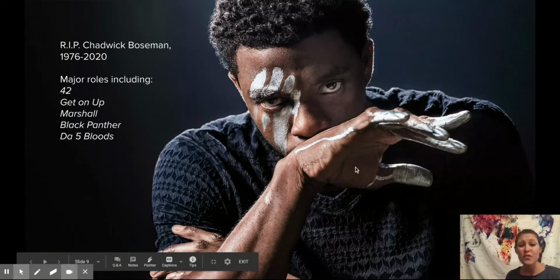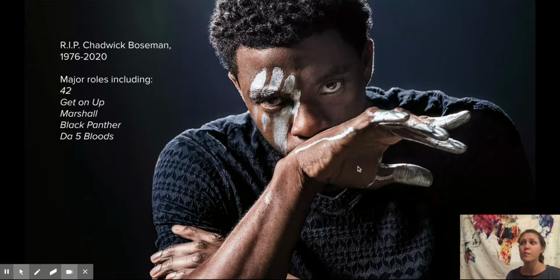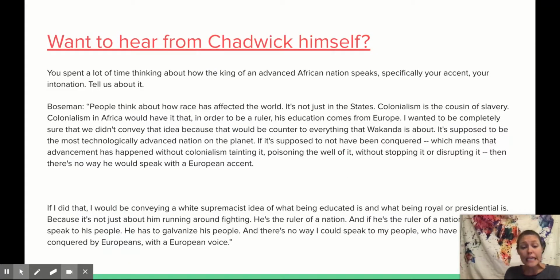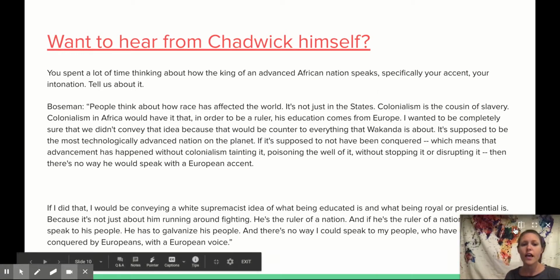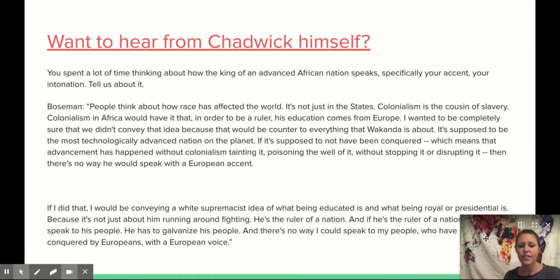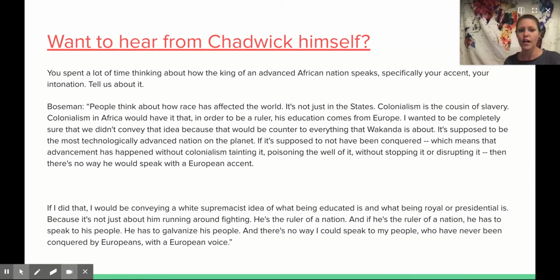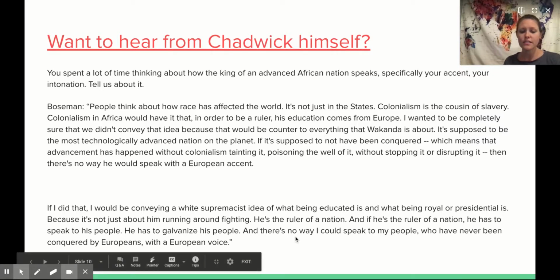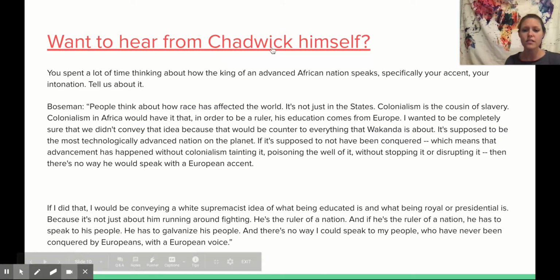So the news over the weekend, it is very sad. We have a big loss in Chadwick Boseman passing away. And so he, the king of Wakanda, right, and Black Panther, talks in this excerpt right here about why he selected the kind of accent that he did for the king of Wakanda. So pause me and read this. And if you want to hear from him yourself, then go ahead and click on that link and watch a short video where he talks about this.